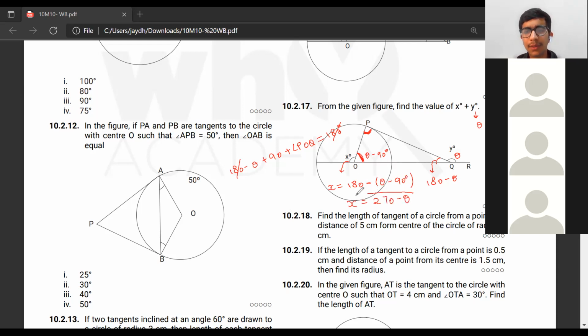Okay, so we have both x and y in terms of theta. We took y to be theta, and we got x as 270 minus theta. So x plus y will be equal to 270 minus theta plus theta. Theta cancels out and you have the value of x plus y as 270 degrees.